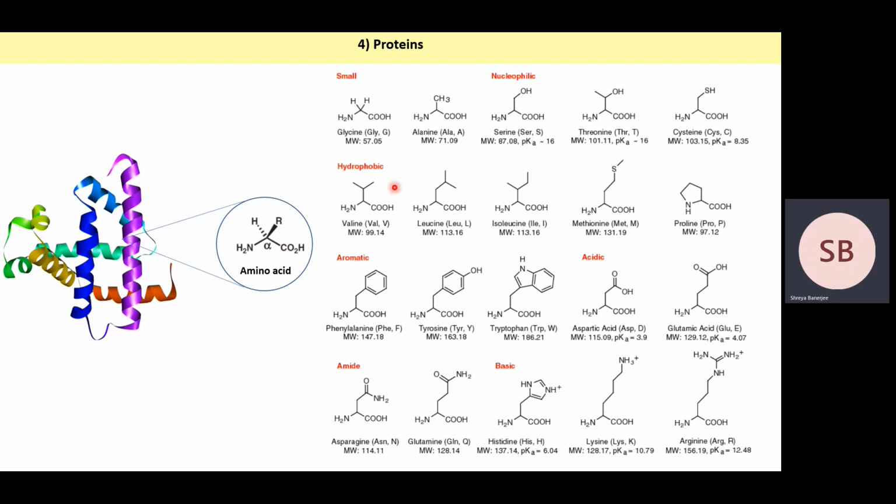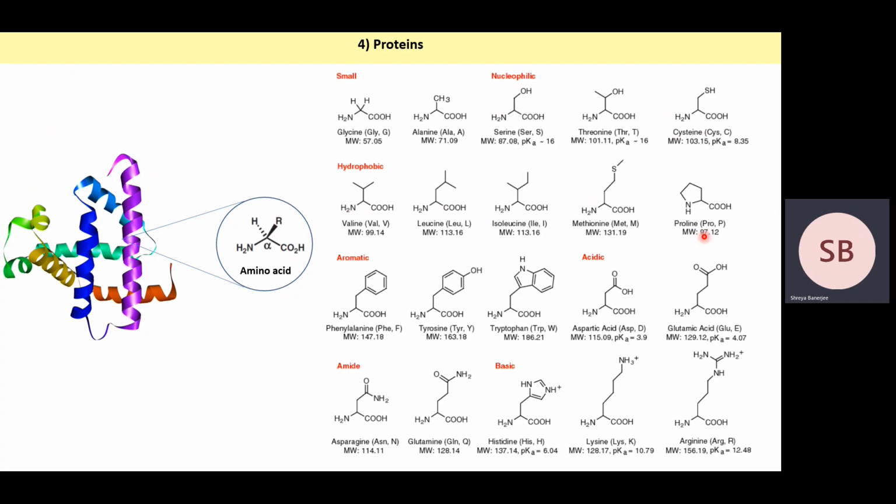Now the R group can also be hydrophobic. Like if it is an isopropyl group, it forms valine. If it is a butyl group, it forms leucine. If it is an isobutyl group, it forms isoleucine. Methionine is basically CH2CH2SCH3. So if you are asked about the two sulfur-containing amino acids, it is cysteine and methionine.